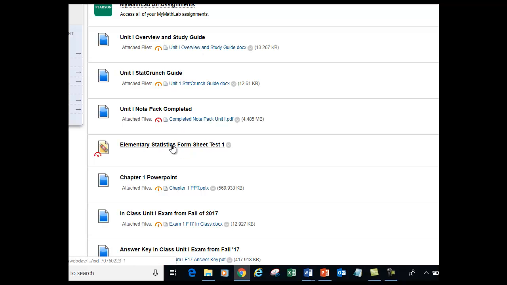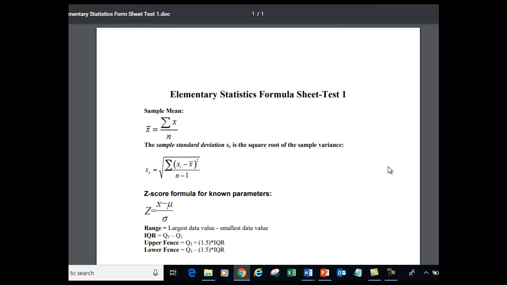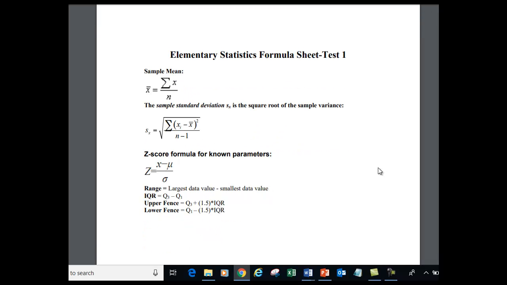The next thing that's posted is the formula page. And the formula page is going to look like this. For all of your in-class exams, I will always give you a formula page. You do not need to memorize formulas. The first one on this particular formula sheet is the formula for finding the sample mean, the formula for finding the sample standard deviation. You will need to show and demonstrate on an exam that you know how to use that formula. So we really outlined that in our notes.